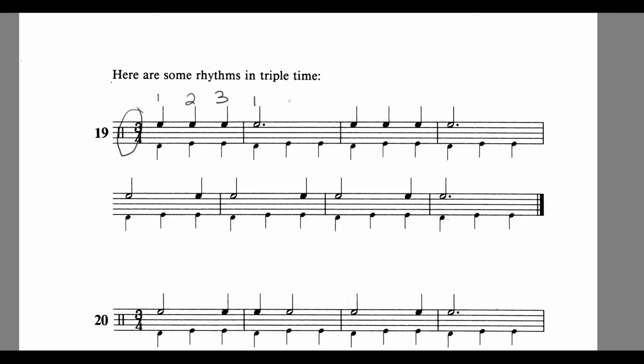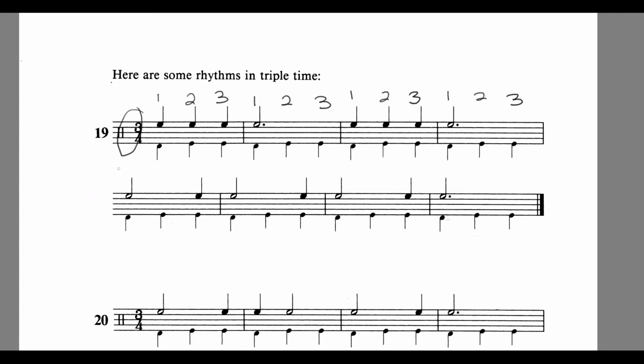Here we have 1, 2, 3 beats, and they're all taken up by the dotted half note, which gets 3 beats. In the next measure, on each of the 3 beats, we have a quarter note, and then again we have another dotted half note. 1, 2, 3.